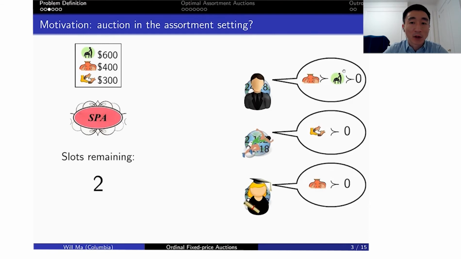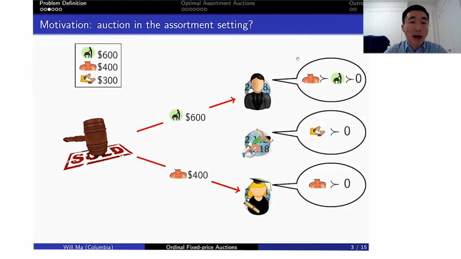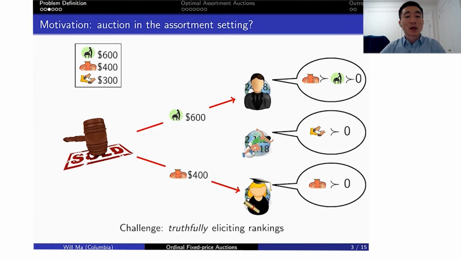So for example, maybe my 3 customers arrive at the same time. They each report their preference ranking, and then through some kind of mechanism, I decide which massage to allocate to which person, subject to the constraint that I only have, in this example, 2 massage slots. And the challenge here is getting the customers to truthfully elicit their rankings, as is the standard challenge in the optimization problem of mechanism design.